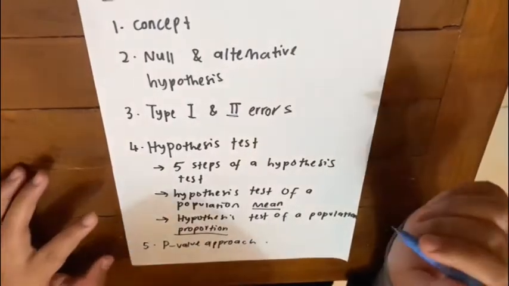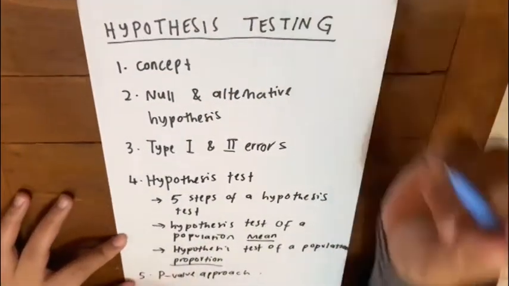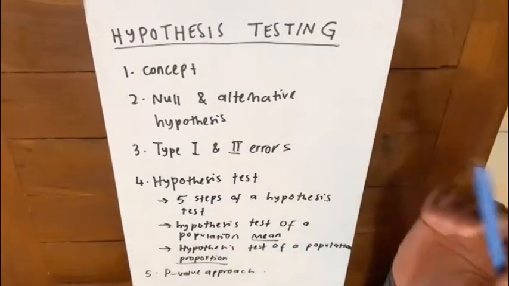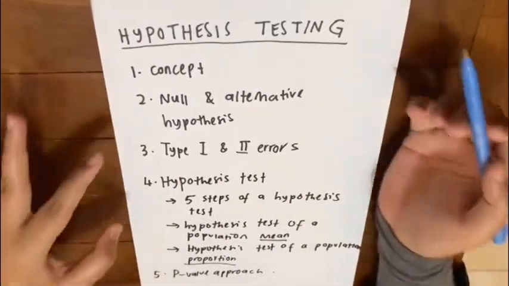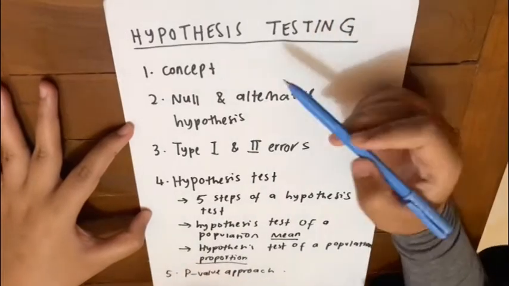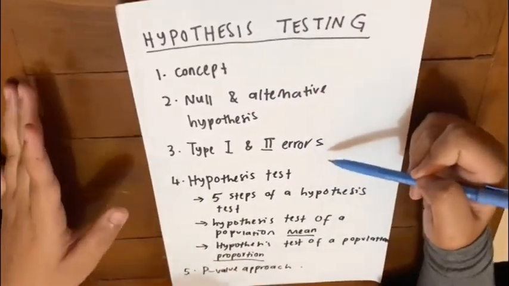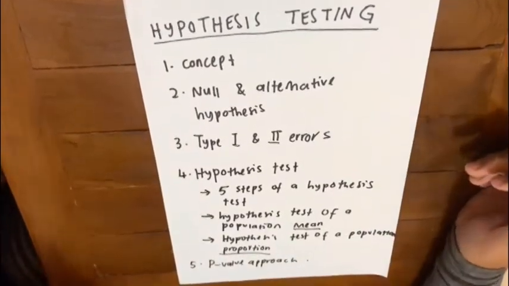Okay, chapter 7, which is the last chapter for statistics and probability, is hypothesis testing. Before we start with the examples for the population mean and population proportion, we will introduce the concept of hypothesis testing, null and alternative hypotheses, type 1 and type 2 errors, hypothesis test, and the p-value approach. So the first one is the concept.